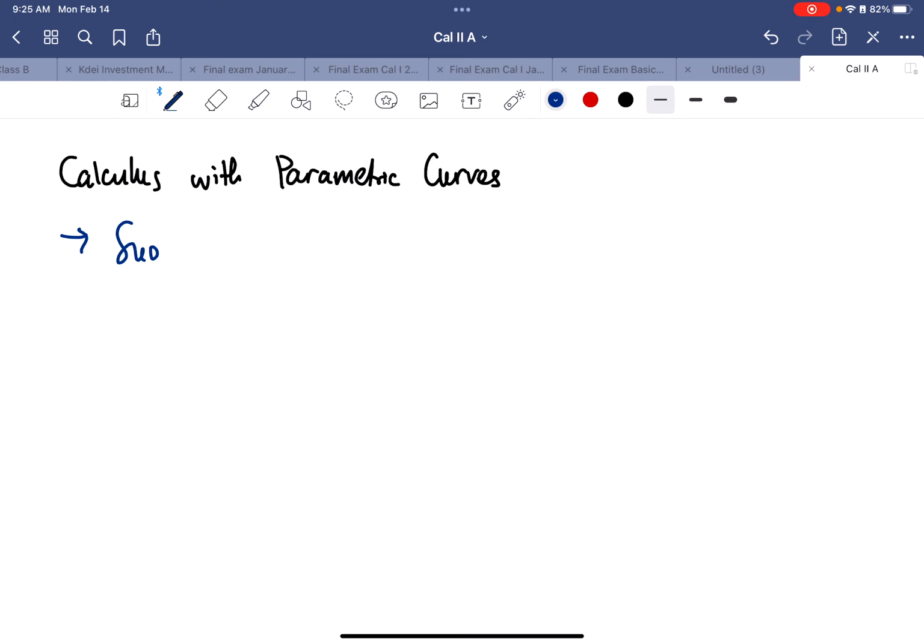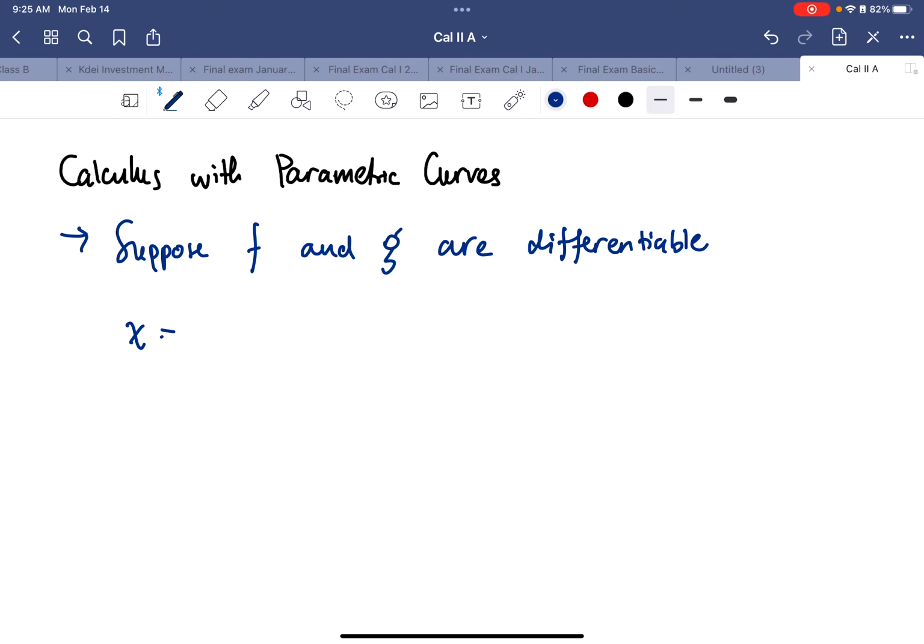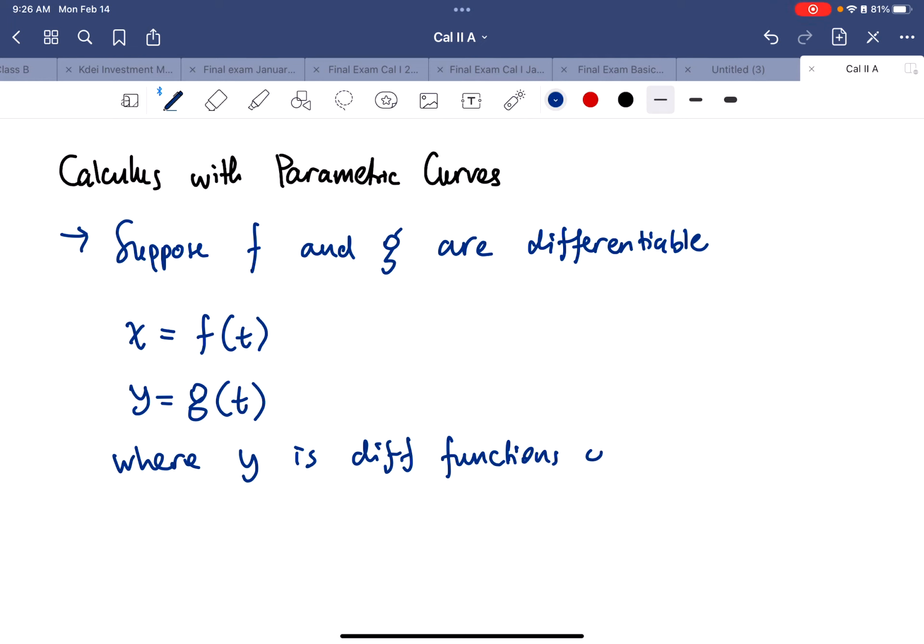Okay, let's start with this. Suppose that functions f and g are differentiable, and we have the parametric x and y for some functions f and g with parameter t. Sorry, it should be where y is a differentiable function of x.